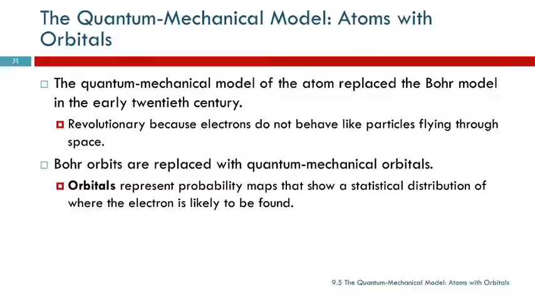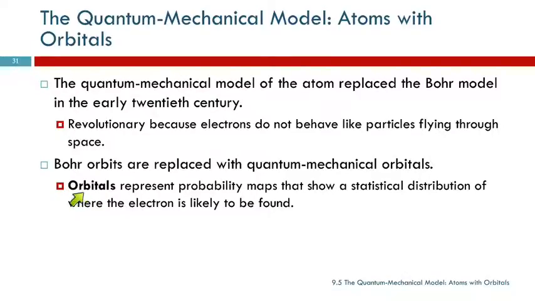So in the quantum mechanical model, instead of having an orbit that is just like the Earth's orbit around the sun, a nice predictable path that the Earth flies on, the quantum mechanical model has something called orbitals. And so the fact that these two words, orbits and orbitals, are so similar makes it kind of confusing for students. But they weren't thinking about students when they came up with this.